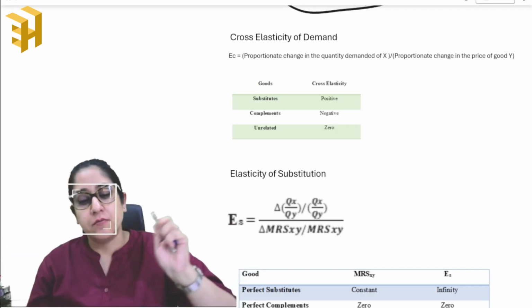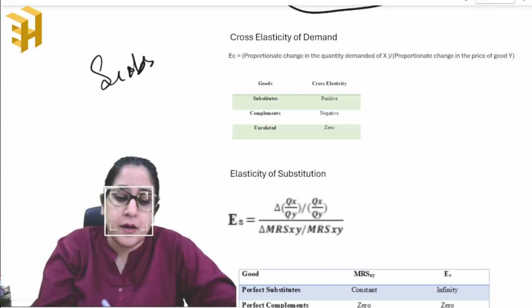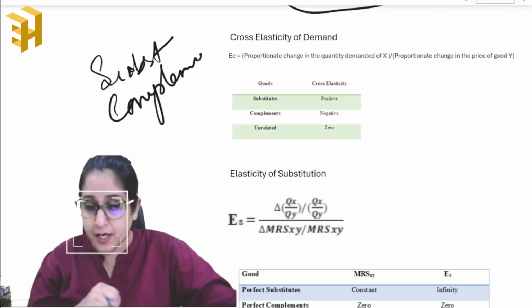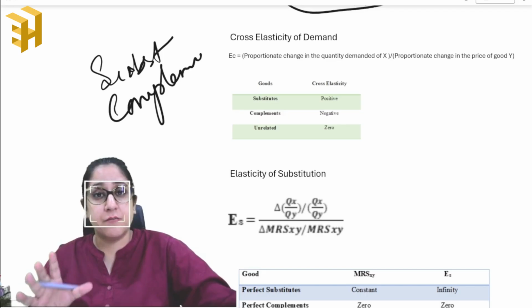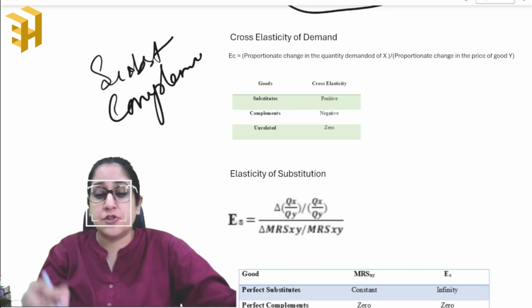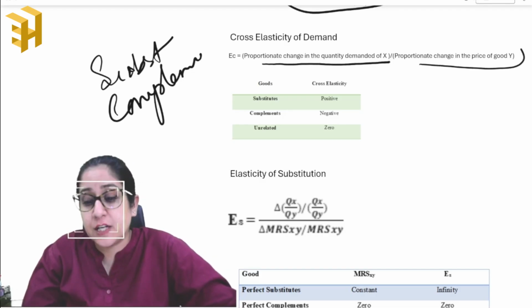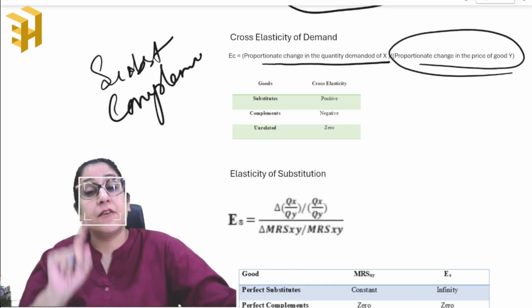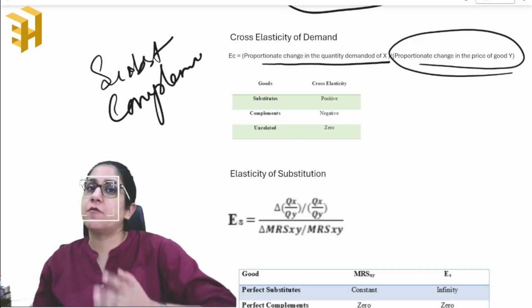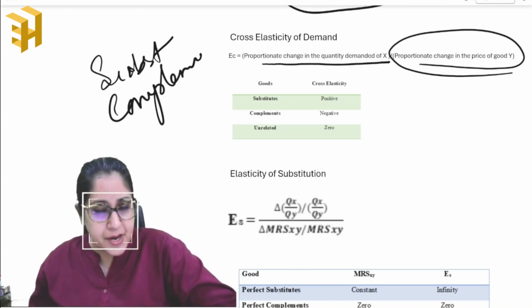So there are two kinds of goods, your substitutes and your complementary goods. The cross elasticity of demand measures the proportionate change in the quantity demanded of X due to the proportionate change in the price of Y. That is, if the price of one good changes, how will my quantity demanded change for the other good? That's what cross elasticity of demand actually measures.